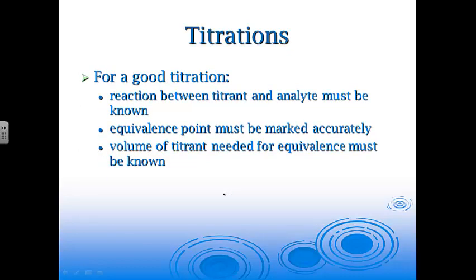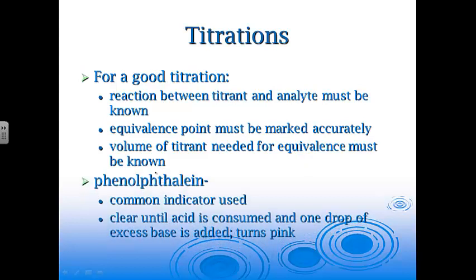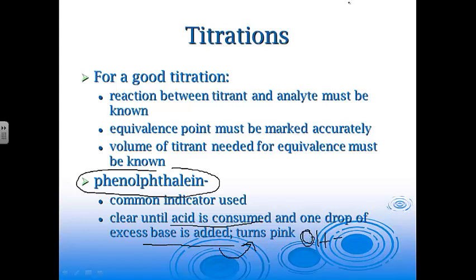So for a good titration, you have to know the reaction, the equivalence point must be marked accurately, and you need to know the volume of the titrant needed. Okay, so you need to know some background information. Now, one really common indicator that we'll use is phenolphthalein. It's clear until all of the acid is consumed. One drop of the excess base will turn it pink. So as soon as we have extra hydroxide, it turns pink, and it lets us know that.